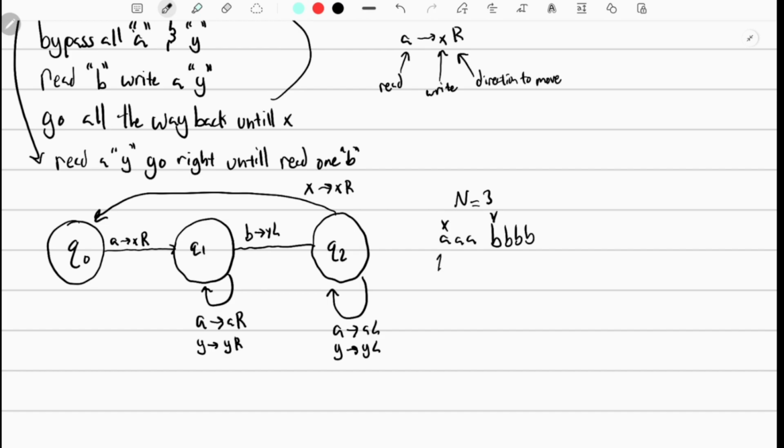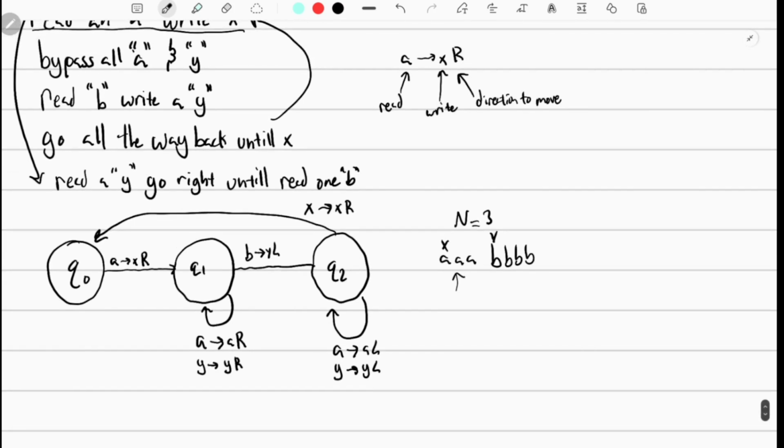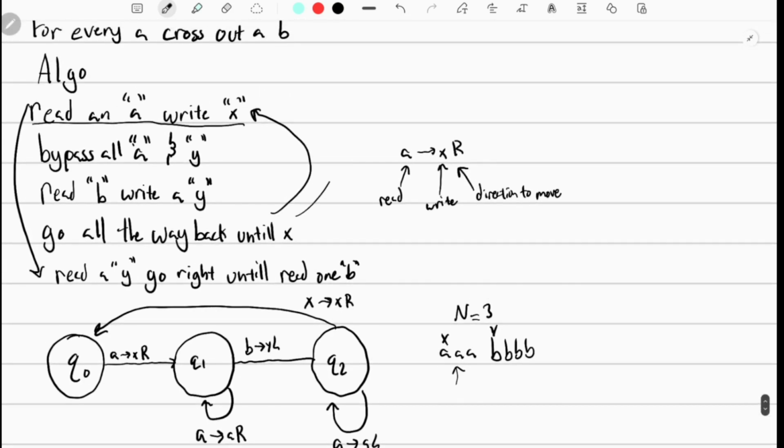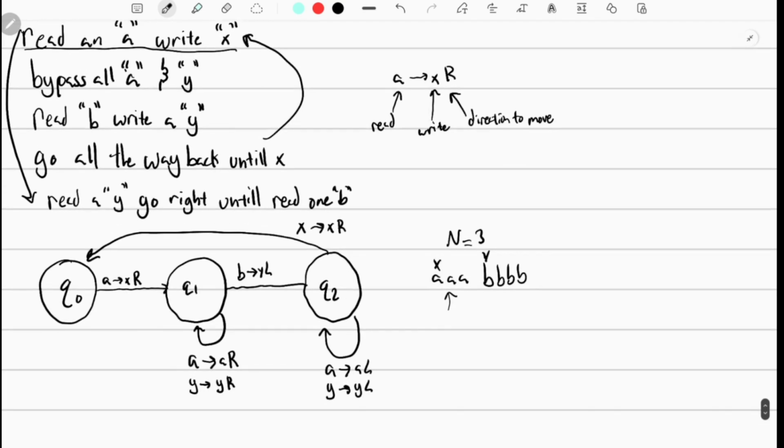So now our head is right here. But once we see that X, we're just going to read it and then write it back because we don't want to delete it. And then we're going to move our head over to the right. So now we're sitting above an A. So now this is going to be our loop. This is the loop right here. This loop is going to do all the matching one to one. So now if we run it again, our head is right here.